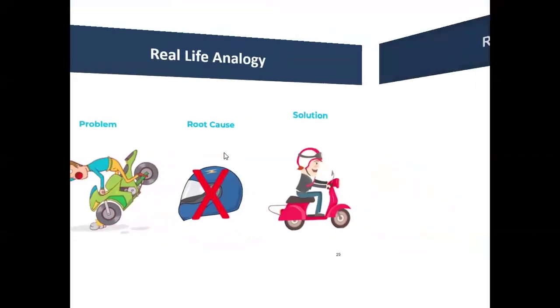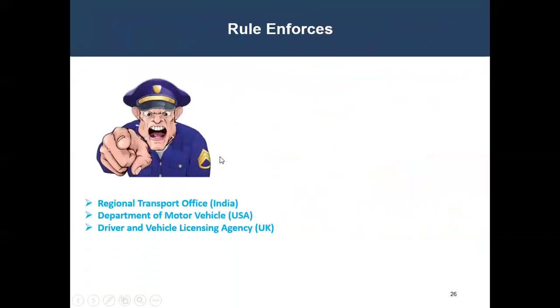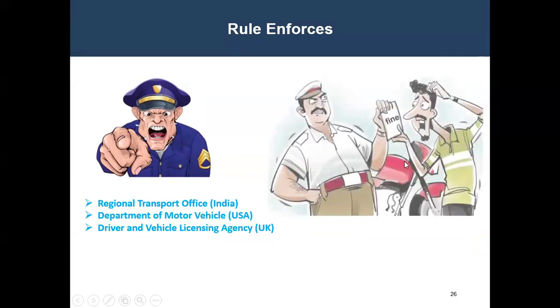So in the real world, there are different departments: in India we call it the RTO, in the USA the Department of Motor Vehicles, and in the UK the Driver and Vehicle Licensing Agency. This is what we call it. So if you don't follow the rules, you're going to get a fine. This is very important. Then people are forced to follow the rules. That's very important here.